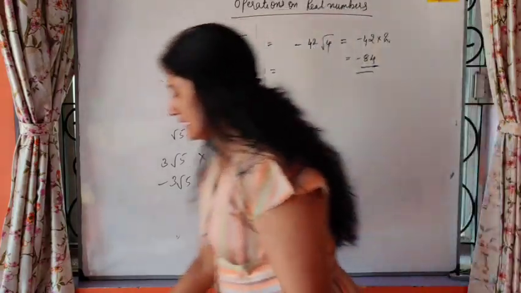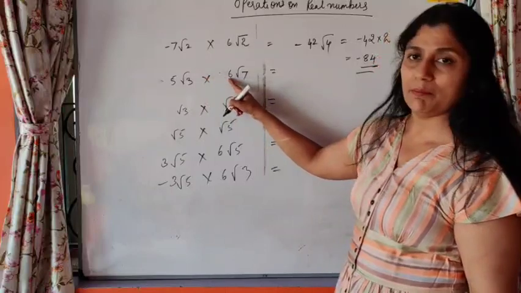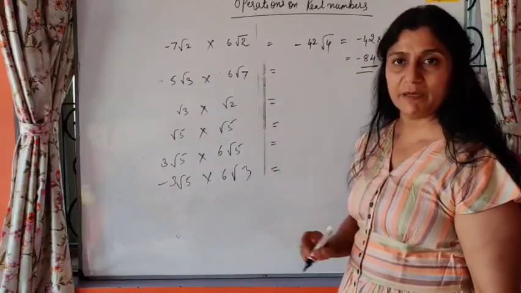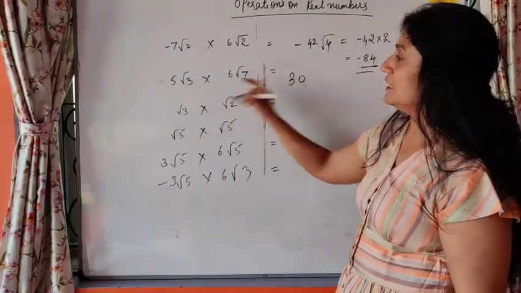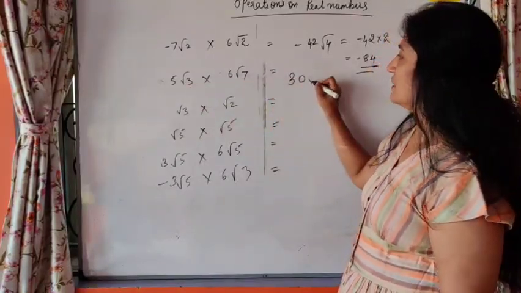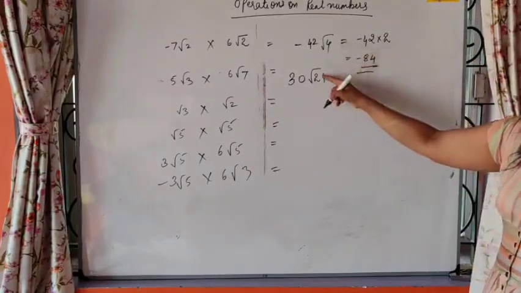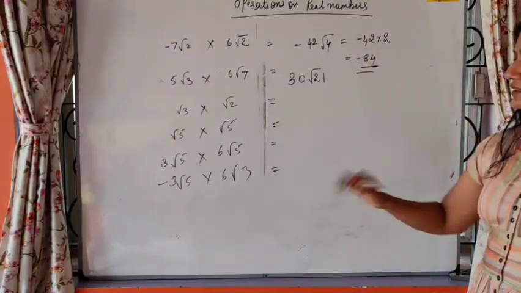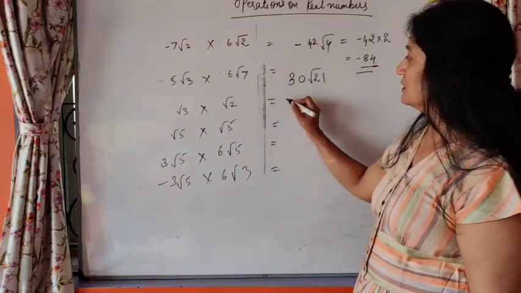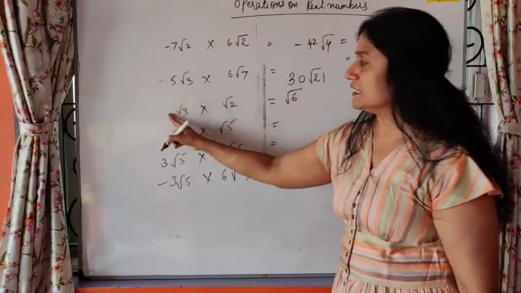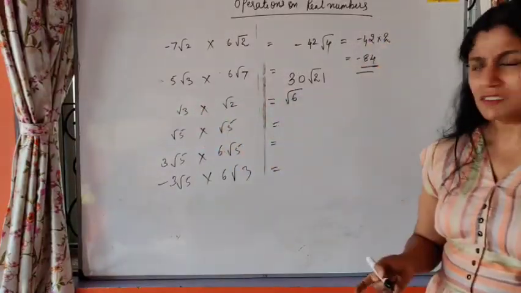Proceeding further, see, as I told you, the number will be multiplied by the number and the surd will be multiplied by the surd. So 5 into 6 gives you 30 and root 3 into root 7 gives you root 21. And these surds should be written in very simplified way. This I'll be telling you next. Now root 3 into root 2. This gives you root 6. Here the number is 1. Here also it's 1. 1 multiplied by 1 is 1.